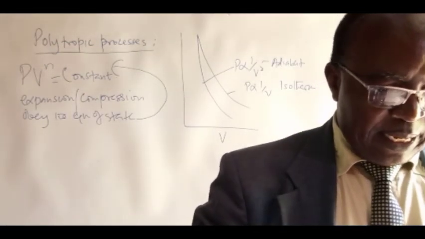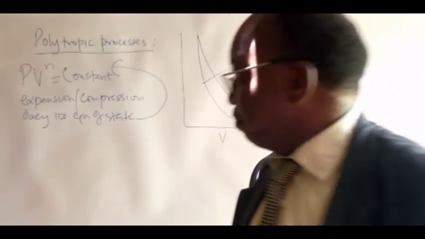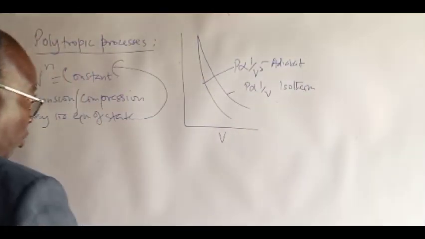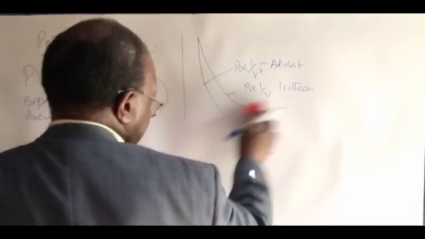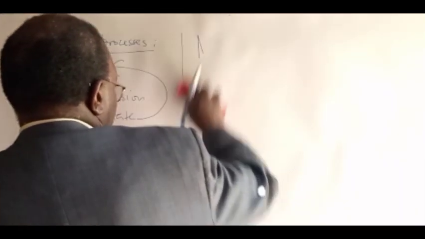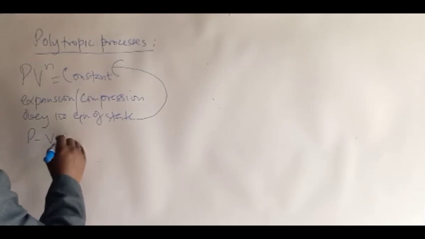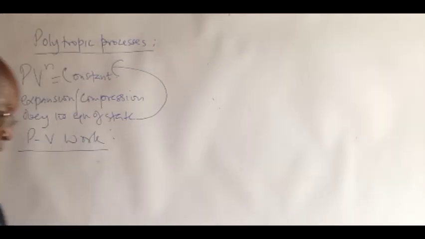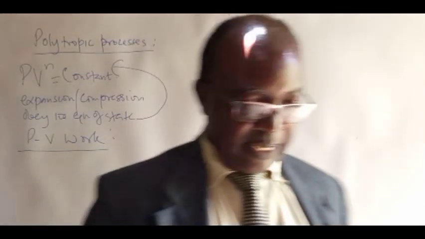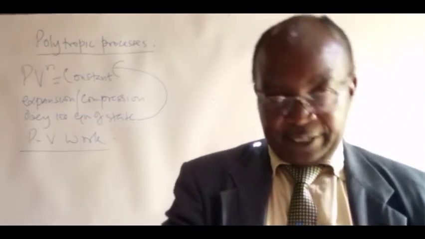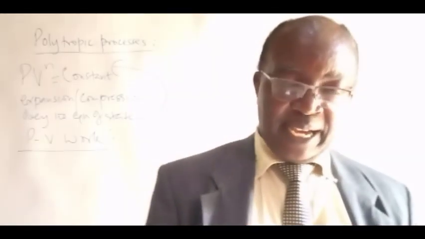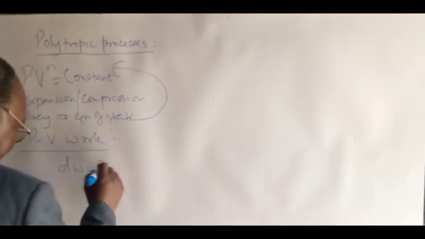Now, let us look at some of the important elements here in terms of computation of work. We know that for PV work, dW is pressure times the change in volume. In other words, dW is equal to PdV.